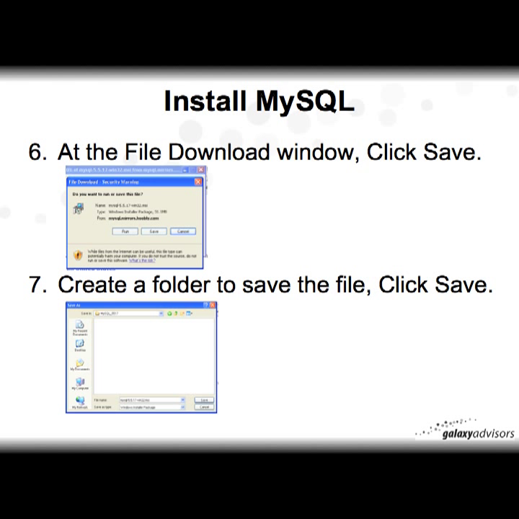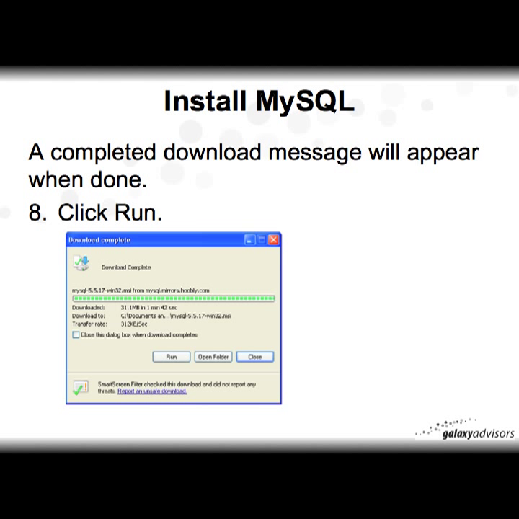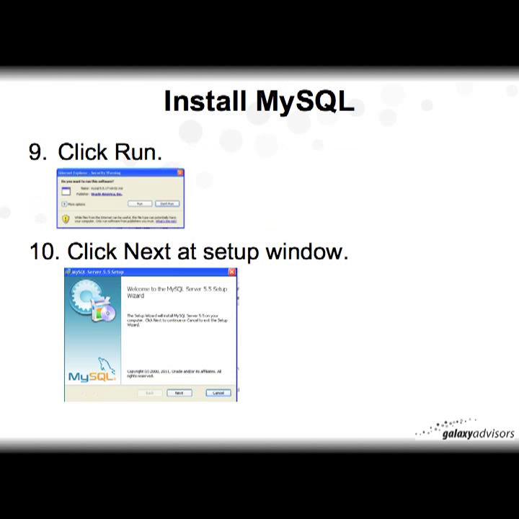And then step 6, at the file download window, just simply click Save there. Step 7, create a folder to save the file. And then finally, click Save. A completed download message will appear after it's done. And then simply for step 8, click Run. Step 9, click Run again.